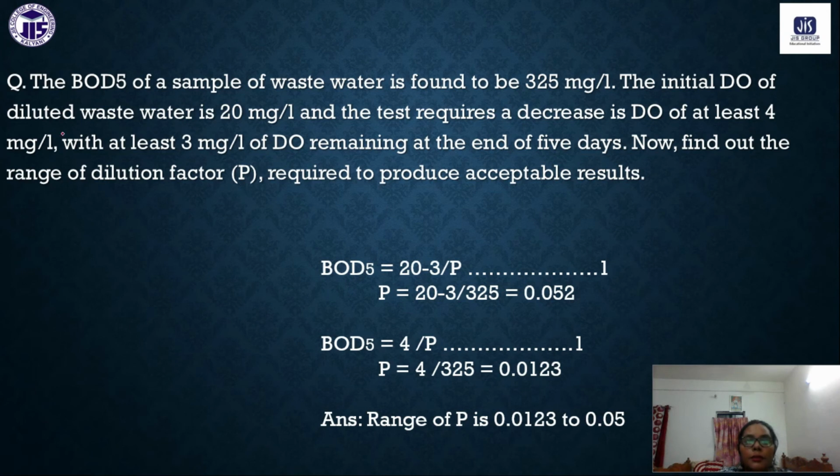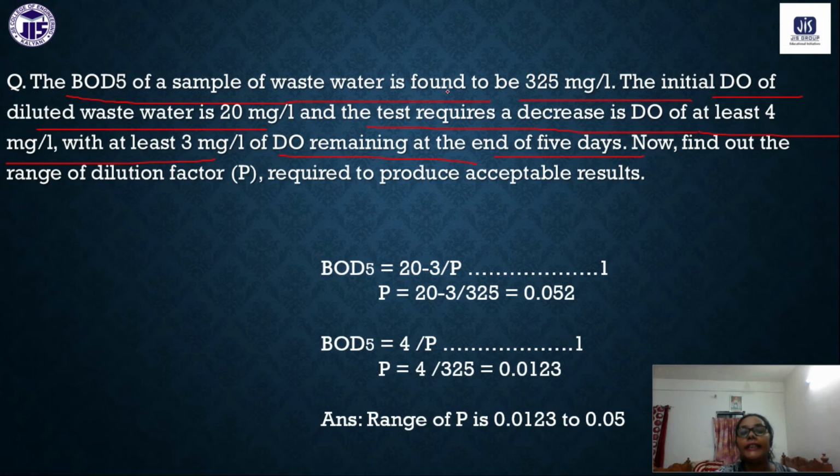Yeah, the next problem is: the BOD 5 of a sample of wastewater is found to be 325 milligram per liter. The initial DO of diluted wastewater is 20 milligram per liter, and the test requires a decrease in dissolved oxygen of at least 4 milligram per liter with at least 3 milligram per liter of DO remaining at the end of the 5 days. So you have to check this question very minutely. There are so many data given.